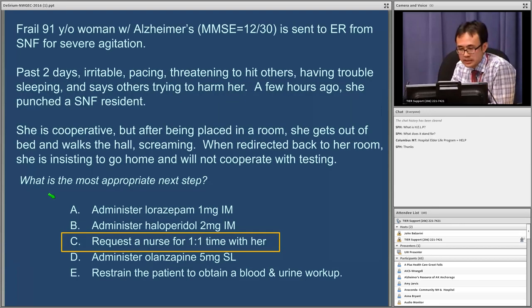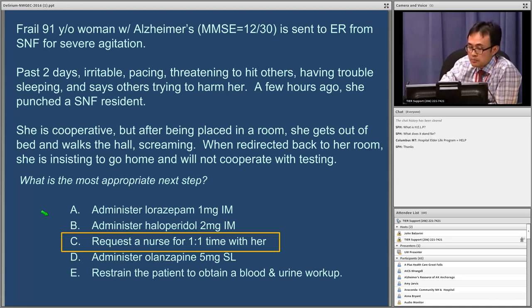The reason being that the other choices aren't really ideal. We talked about lorazepam already. The use of restraints isn't ideal either, because I think we talked about it actually making delirium worse.